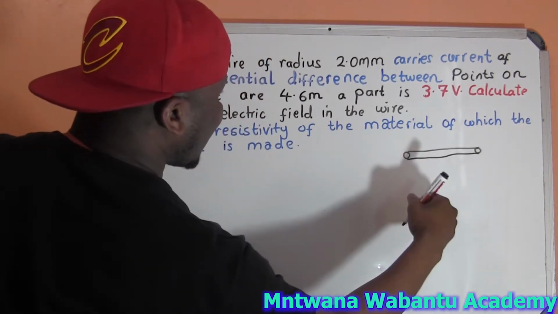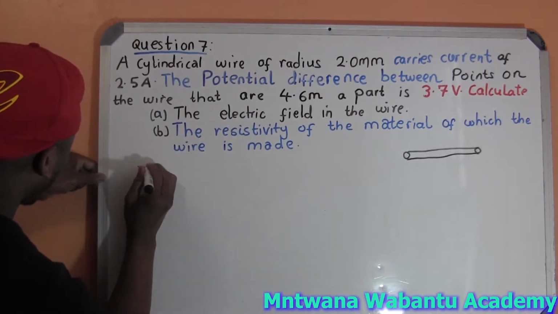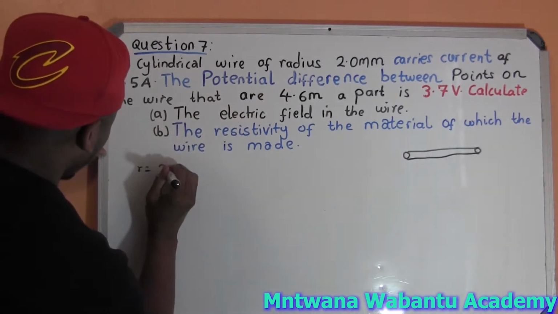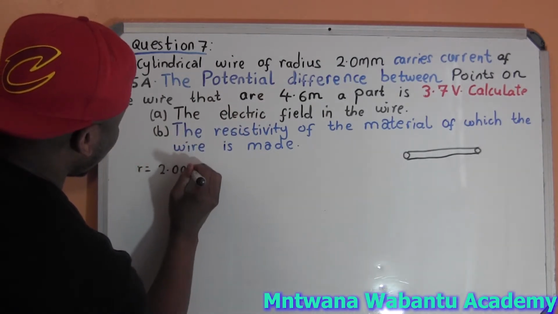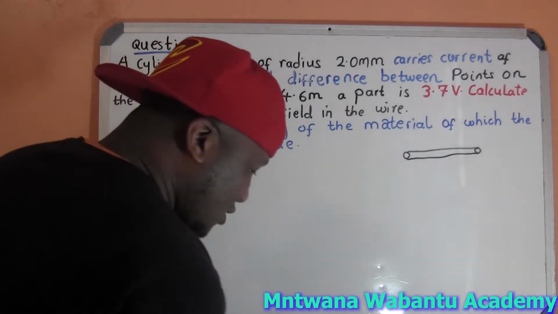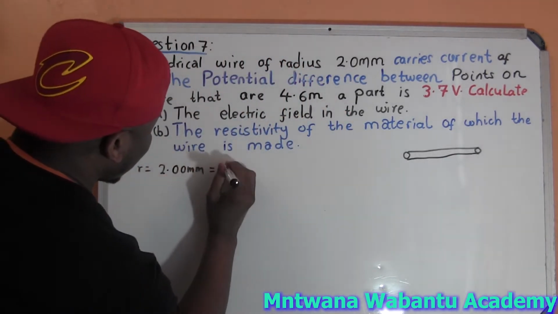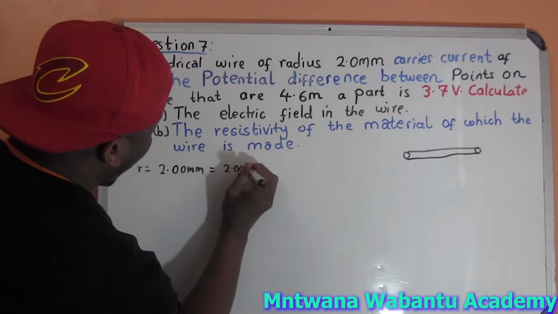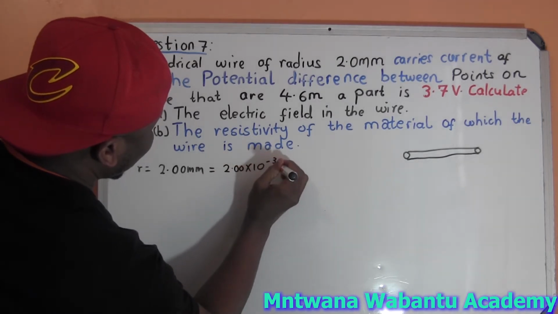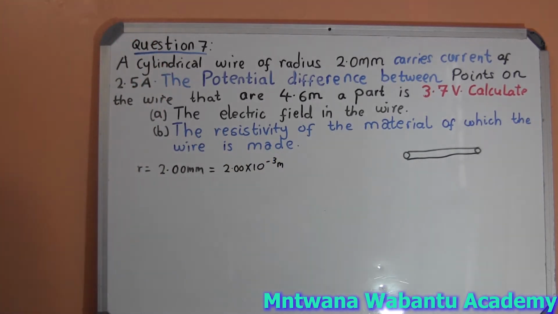So let's write all our data. The radius, what is the radius? 2.00 millimeter. So we're going to have to change that millimeter to meter. To change millimeter to meter, I'm going to multiply by 10 to the power negative 3. So the radius, we have it already.